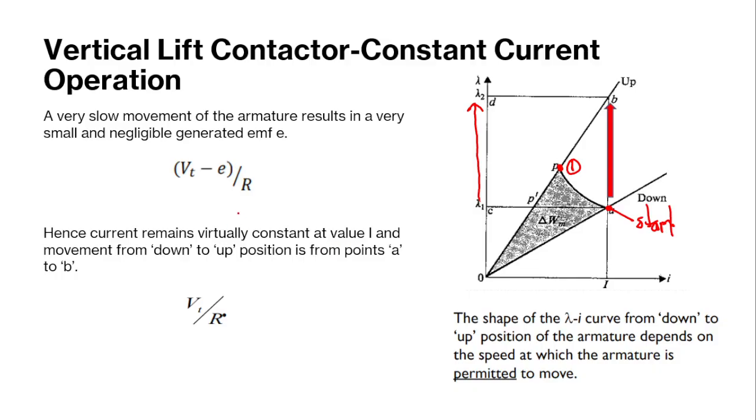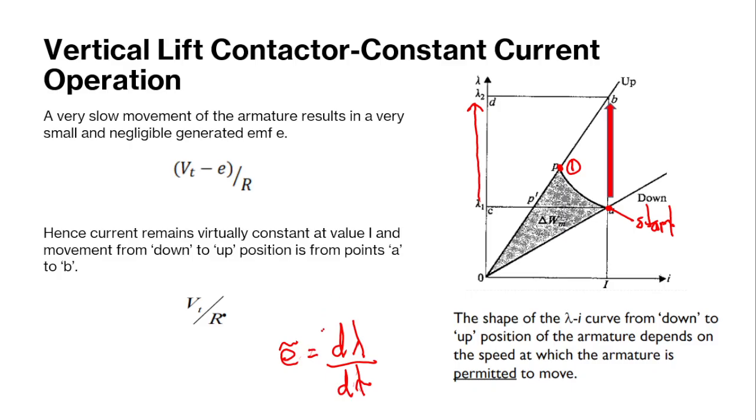To have that, if you think about it, go back to principles: the E comes from the change in flux linkage with respect to time. So if I was to move the armature real slow, that means the change in flux linkage is approximately zero. It's going to be so small that you're not going to have any great change in the induced EMF. If you move it real slow, this is going to be approximately zero. Approximately, right? Nothing in life is perfect.